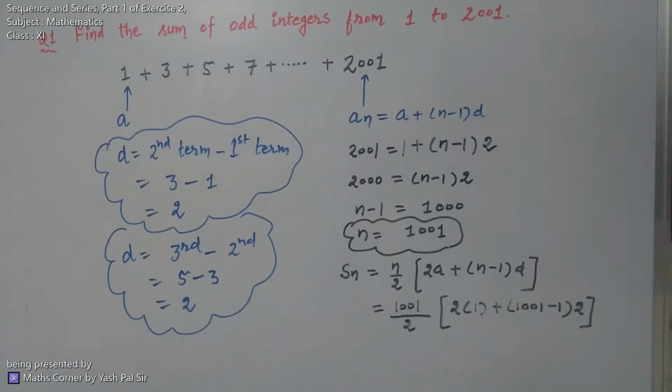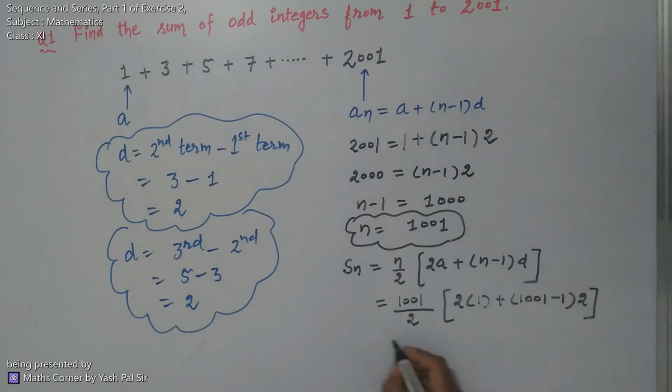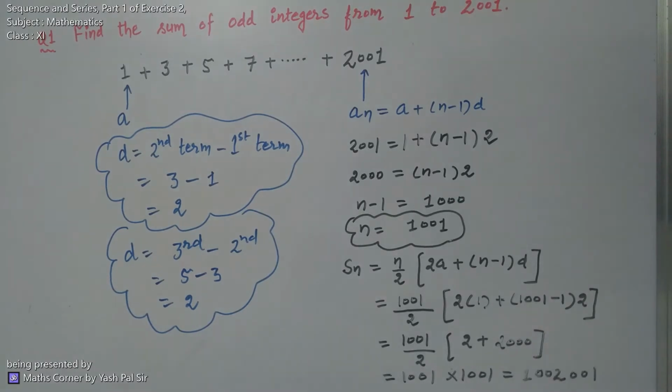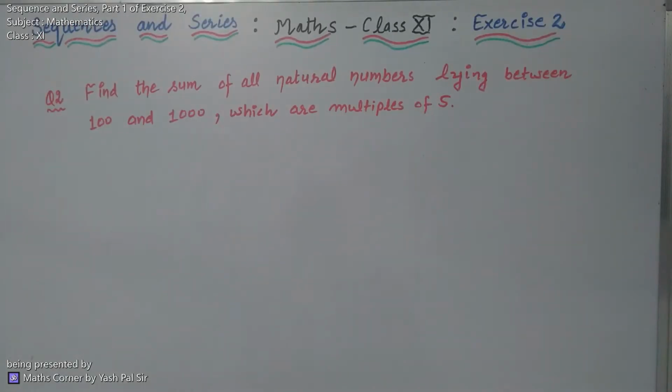Now solving this, we have the value equal to 1001 divided by 2 into 2 plus 1000 into 2, this is 2000. So 2002 divided by 2, this becomes 1001 into 1001. So finally our answer is 10 lakh 2001.